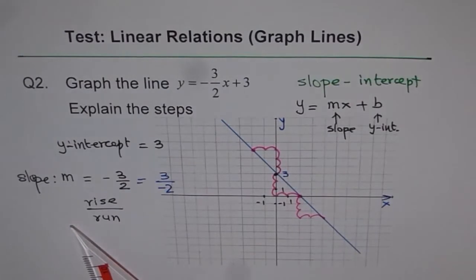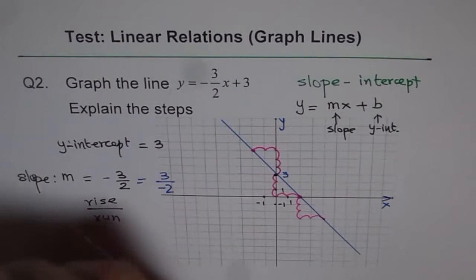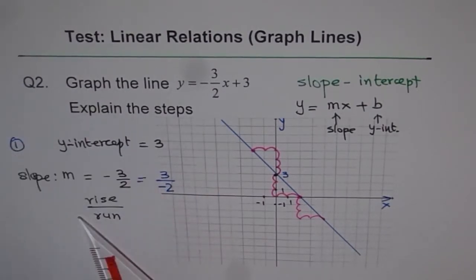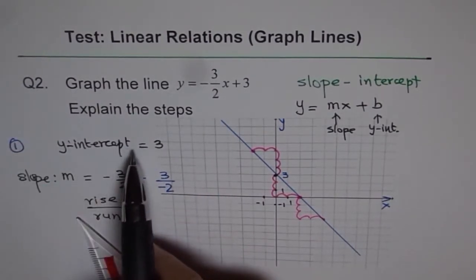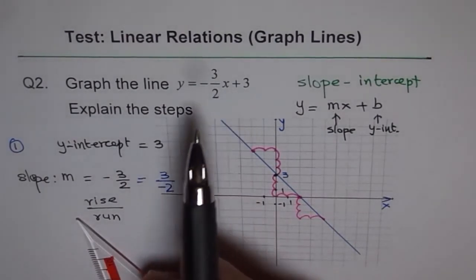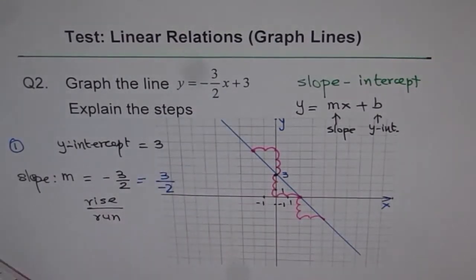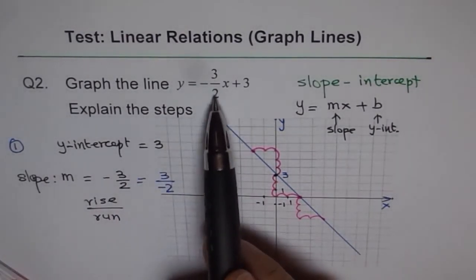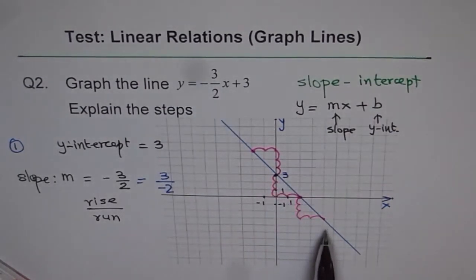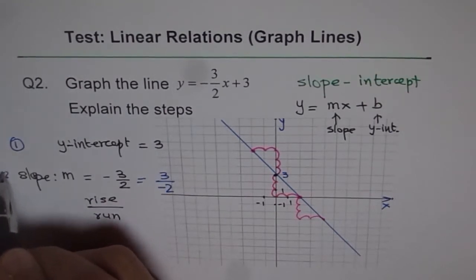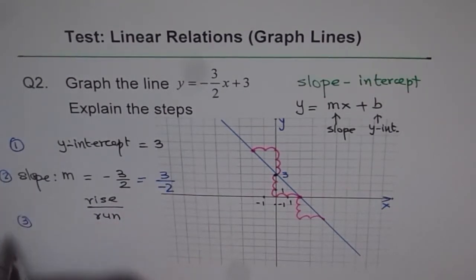I hope you understand now exactly how to sketch or graph a line with equation given in slope-intercept form. So step number 1 is find the y-intercept, rather read it and plot it straight. And then read your slope, right? And then do rise over run, get a couple of points, join them together, right?